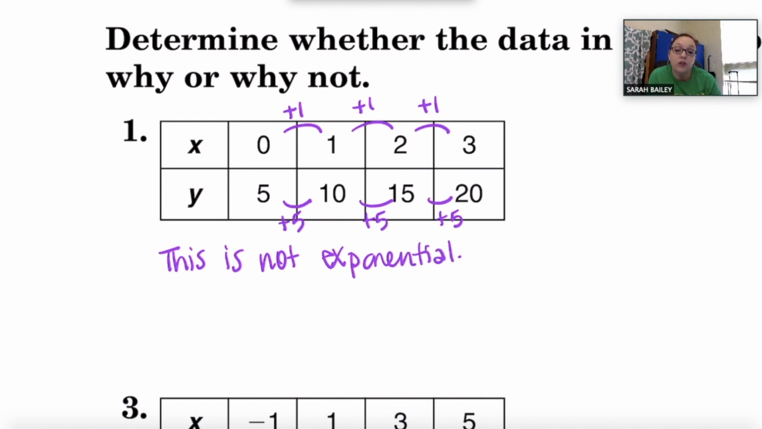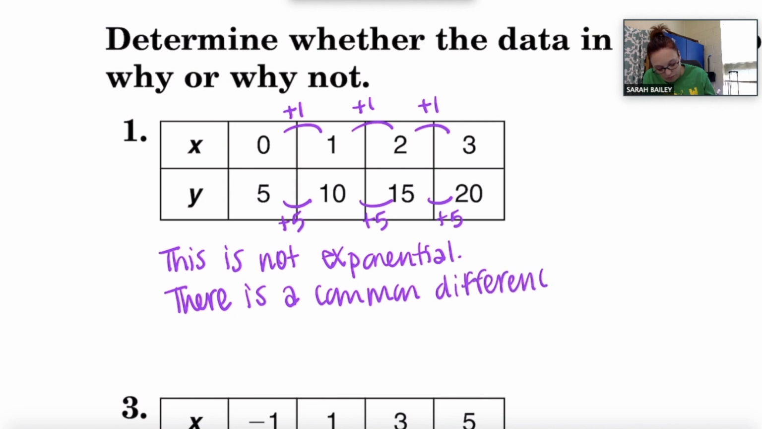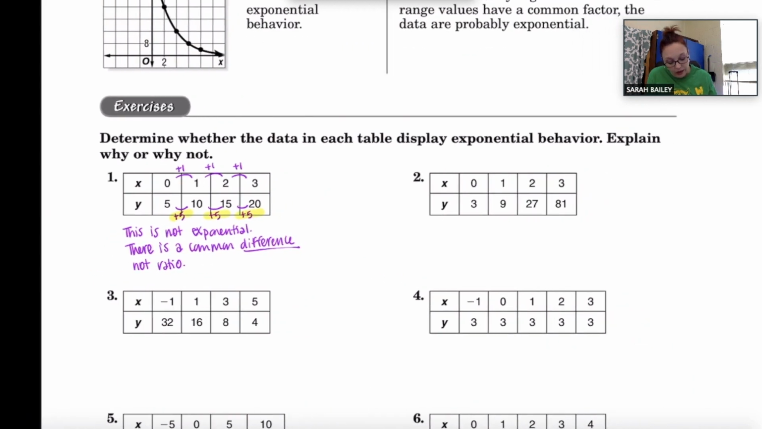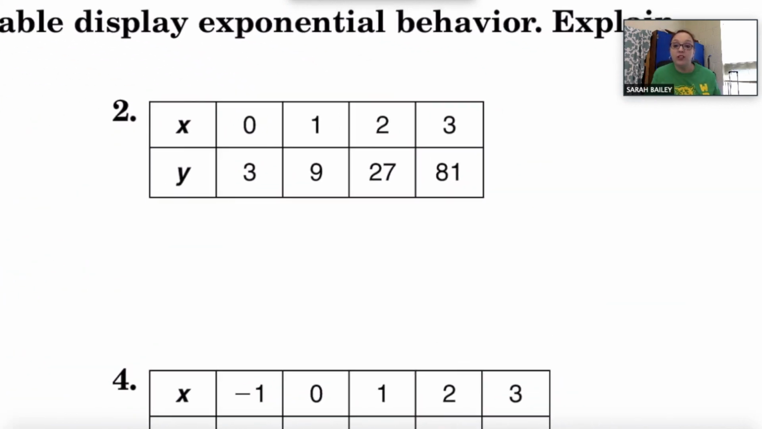And the reason it is not exponential is because there is a common difference. Okay, so there's a common difference here, and when I'm talking about that common difference, since we are on the y's, we're increasing by 5 each time, so we'd say that the common difference is 5. A common ratio would be like if I was multiplying by 5 each time, then we would say it had a common ratio. Okay, so let's skip over to number 2 and see if this one is exponential.